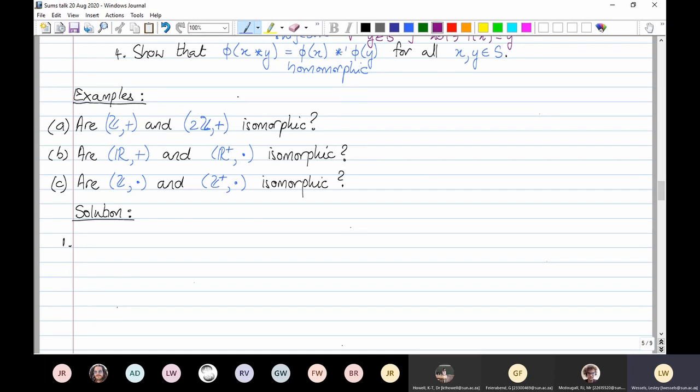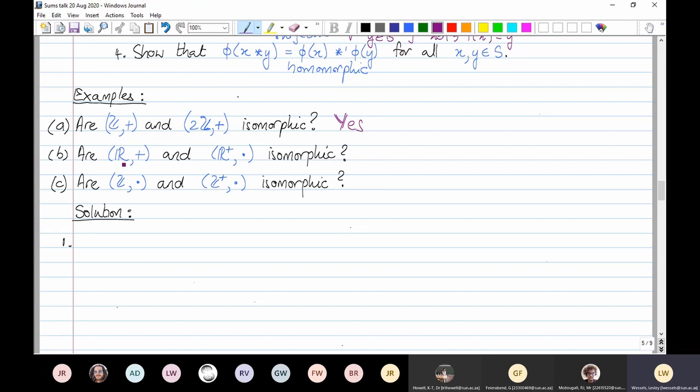Are the integers and 2 times the integers, or the even numbers, under addition, isomorphic? You might think that because the even numbers are contained in the integers that they aren't, but this answer is actually yes, they are. And you can use those steps to prove it. You just have to find a function that you can use to show that they are isomorphic.